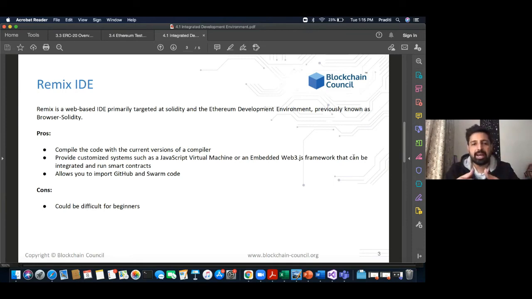It is a web-based IDE targeted at Solidity and the Ethereum development environment, previously known as browser Solidity. Talking about the pros, it compiles the code with the current version of the compiler. You can in fact choose the version of the compiler that you want to use. We provide customized systems such as Java virtual machine or an embedded Web3 framework that can be integrated and run smart contracts. And it allows you to import GitHub and Swarm code.